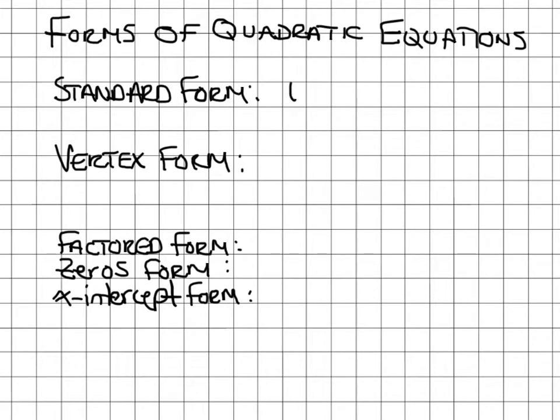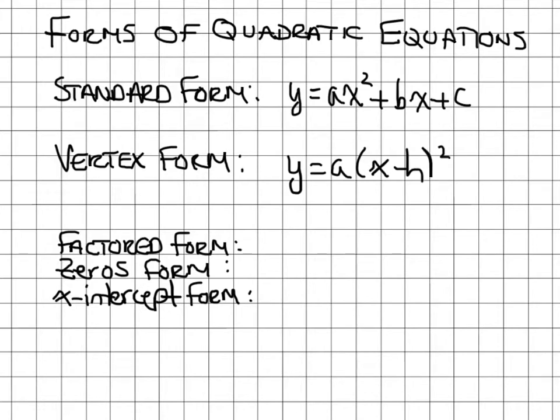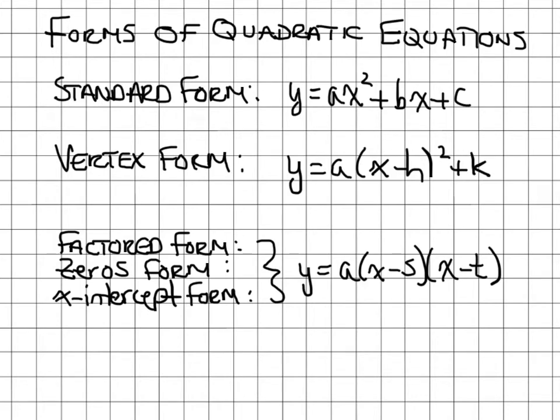Standard form is y equals ax squared plus bx plus c. Vertex form is y equals a(x minus h) all squared plus k. And factored, zeros, x-intercept form, they look like this. So y equals a(x minus s)(x minus t).